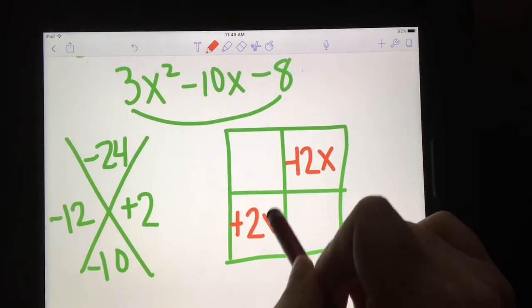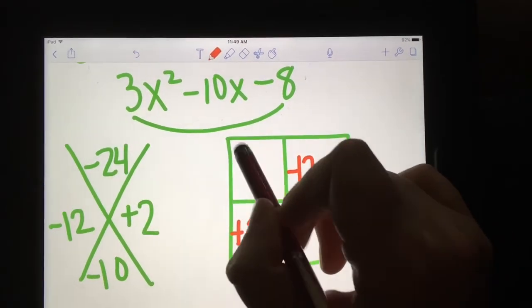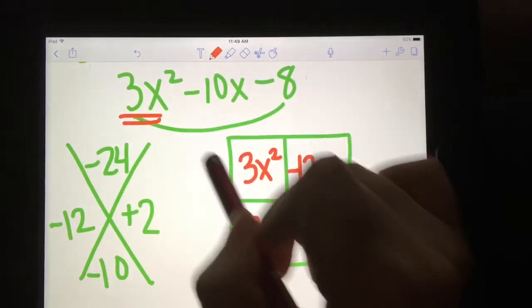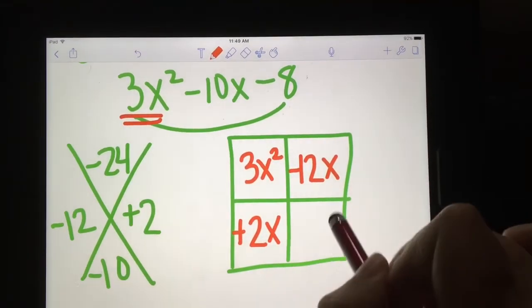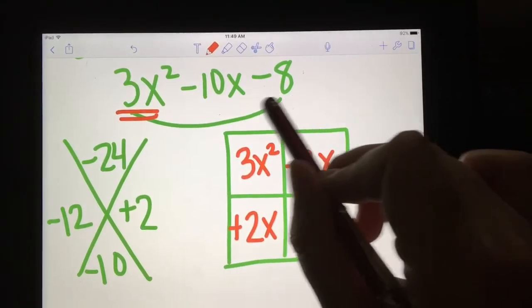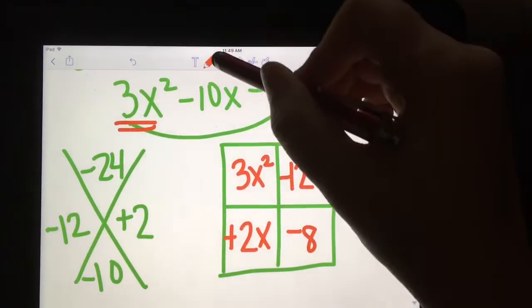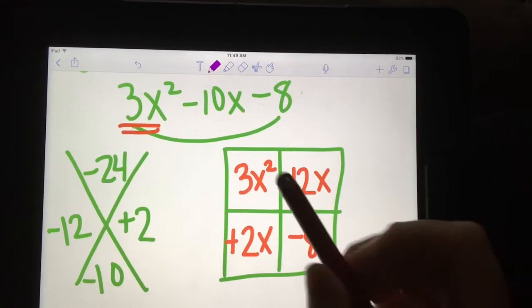Now I need to add in my variable. And what goes in this first box is the A. Notice I put the whole thing in there, okay, the whole thing. What goes in this box is the whole C, including the sign. Now I'm going to find the GCF of each row and each column.